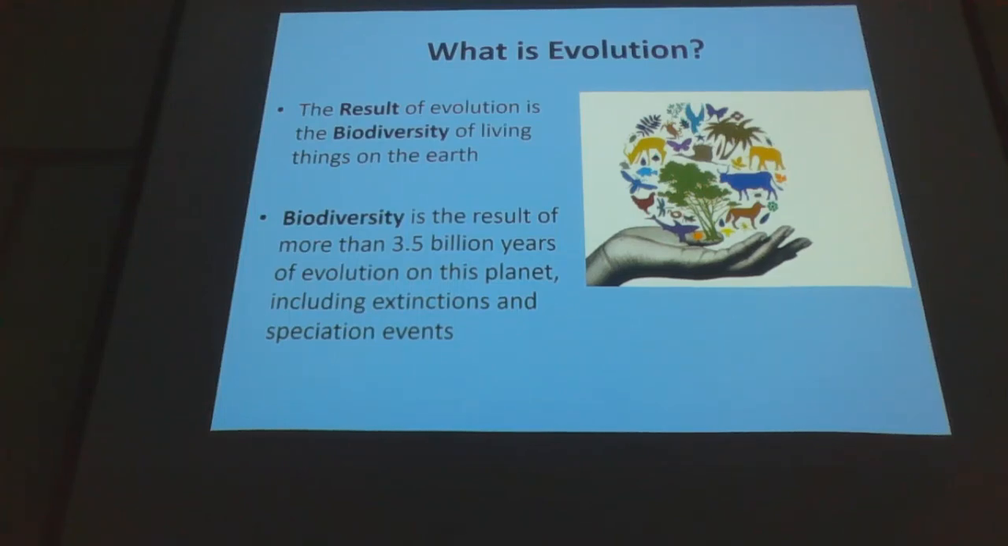And the result of something like between 3.5 and 4 billion years of evolution. So not millions, billions, okay? It is estimated that life on Earth did appear around 4 billion years ago. You may find some textbooks that say 4.5. There is a little bit of uncertainty in that, but a few billion years for sure.